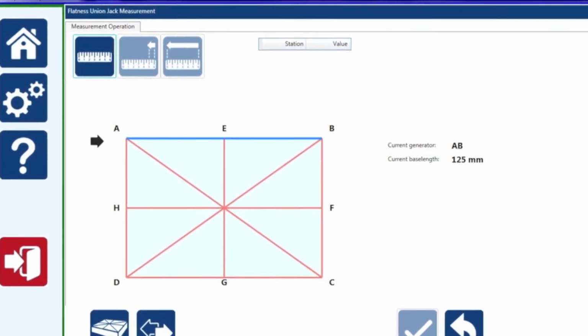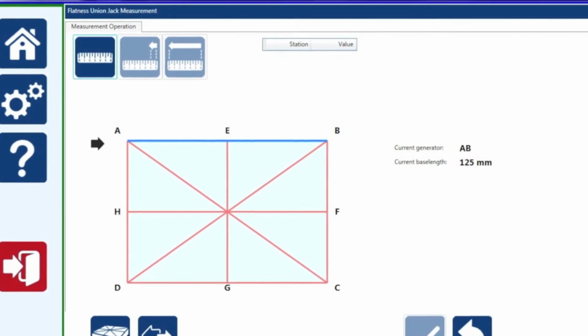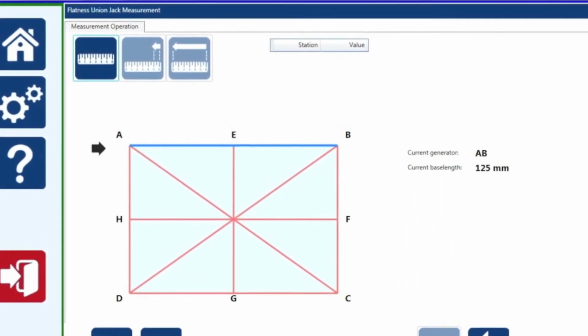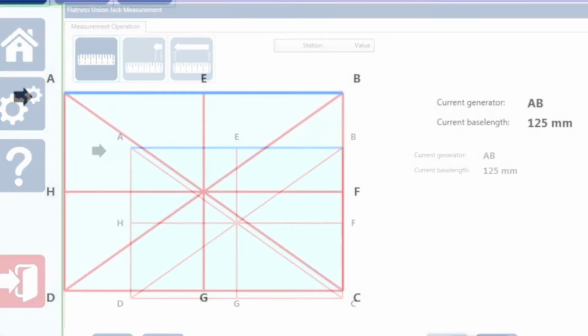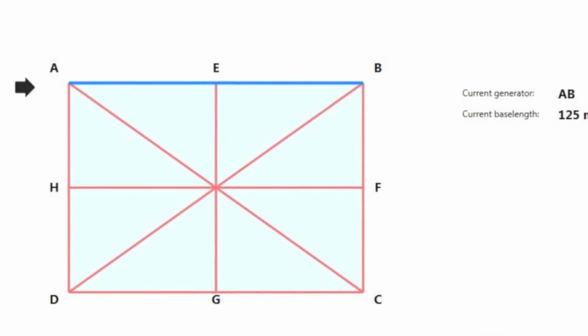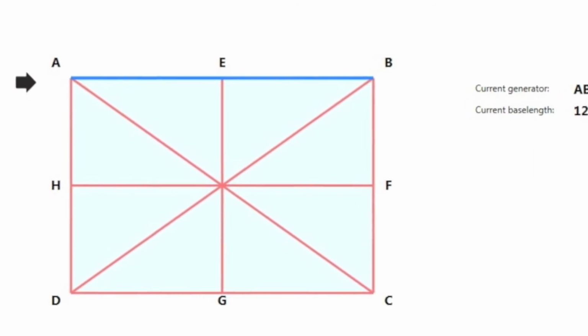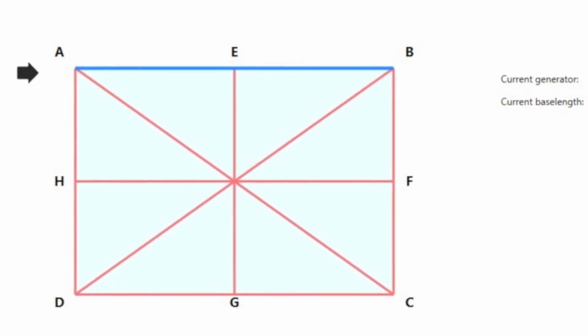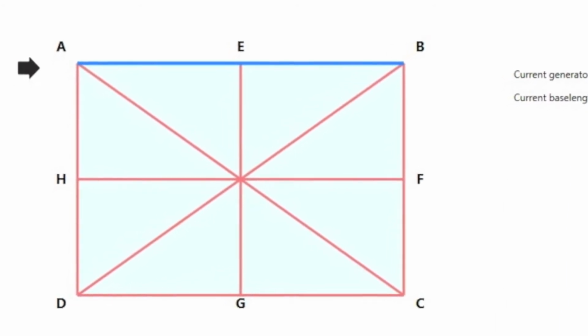Basically, the software measures the 4 outside lines first, then it will measure the 2 diagonals. The software will then draw in the cross, e.g. EG and HF. The closing error is where the crossing point of the diagonals misses the line EG and misses the line HF.